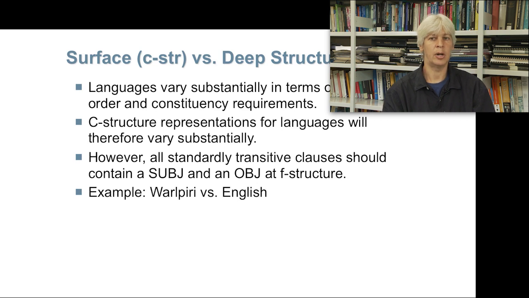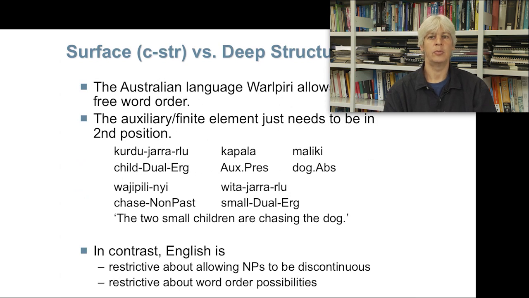An example here, Warlpiri versus English. Here is an example from Warlpiri. I'm not going to read it to you. Warlpiri is an Australian language. It's a very famous language within LFG. It was one of the first languages analyzed by Jane Simpson. And it has the restriction that basically the auxiliary needs to be in second position. Everything else can move around in the sentence. So this sentence means the two small children are chasing the dog. And what you can see is you have children, are, dog, chase, small, dual.